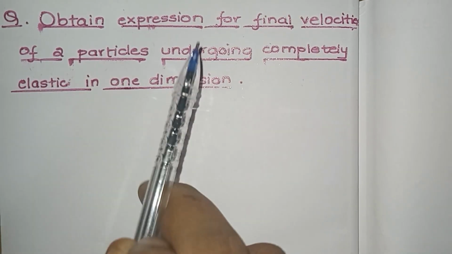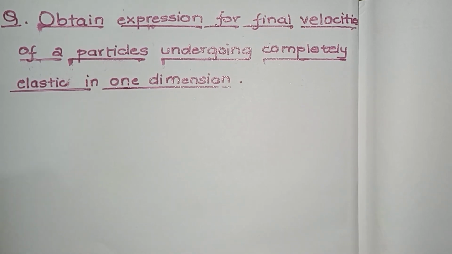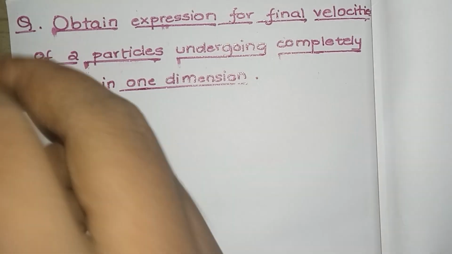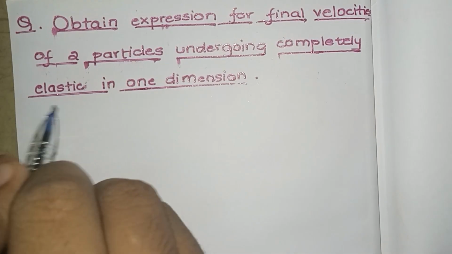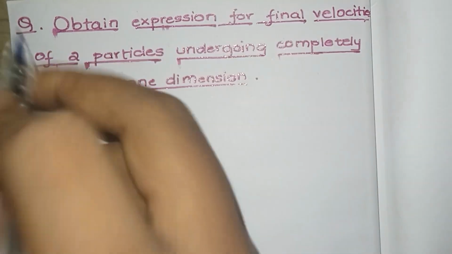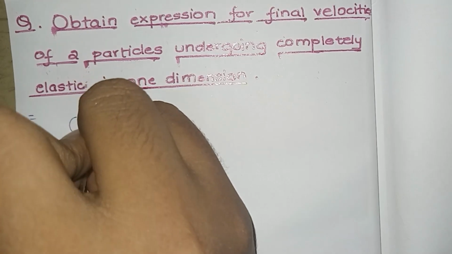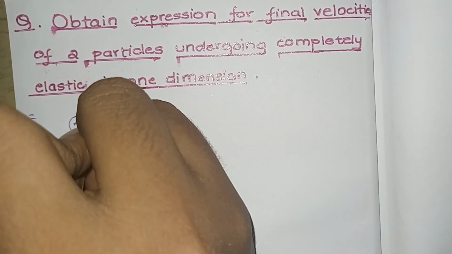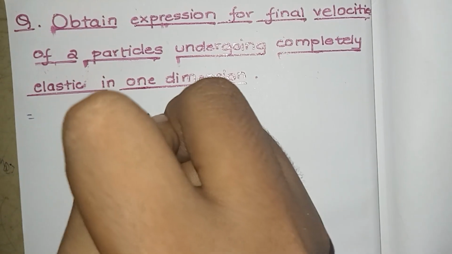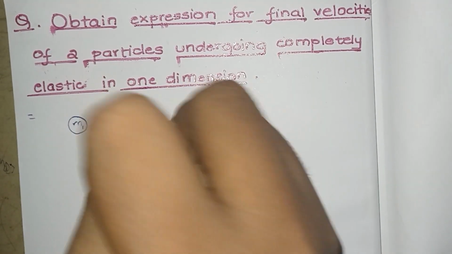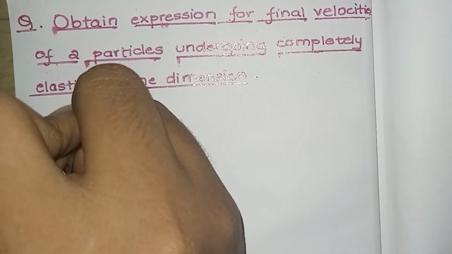So what is collision? Collision is a physical striking between two bodies, right? Then what is elastic collision? Elastic collision is one in which the momentum and the kinetic energy of the system of colliding bodies are conserved. Then what is one dimensional? If the initial velocities and the final velocities of two colliding bodies are along the same straight line, then it is called one dimensional or head-on collision.